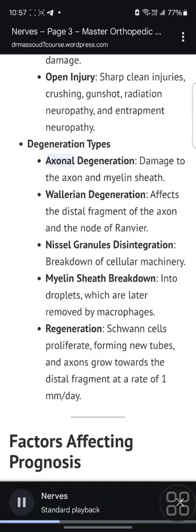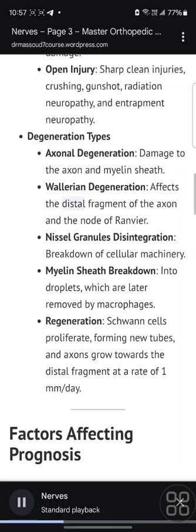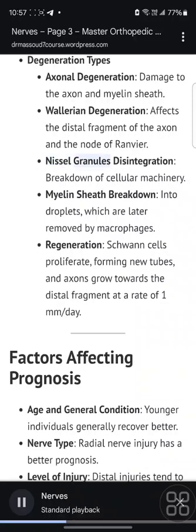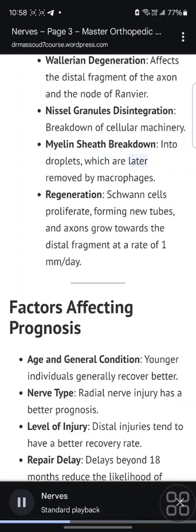Degeneration types. Axonal degeneration is damage to the axon and myelin sheath. Wallerian degeneration affects the distal fragment of the axon and the node of Ranvier. Nissl granules disintegrate, with breakdown of cellular machinery. The myelin sheath breaks down into droplets, which are later removed by macrophages.